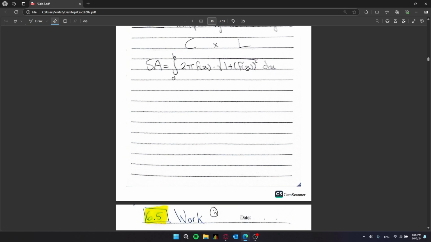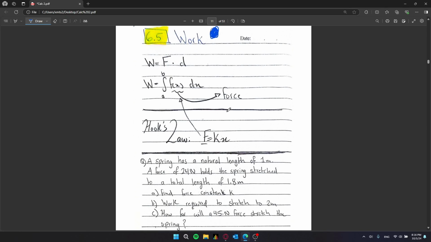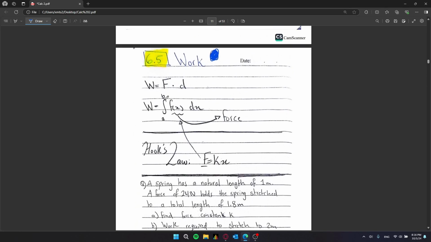So the next lesson is work. Now, I am not a big fan of this lesson, because if you have taken work in physics, you will know that work is just, we know it as force times distance. Force exerted over a distance, that's work. But you need to also learn how to express it in terms of math, in terms of calculus.